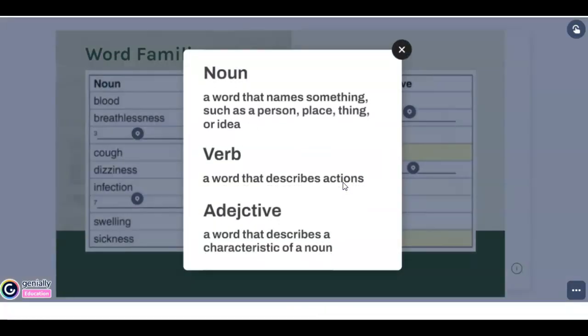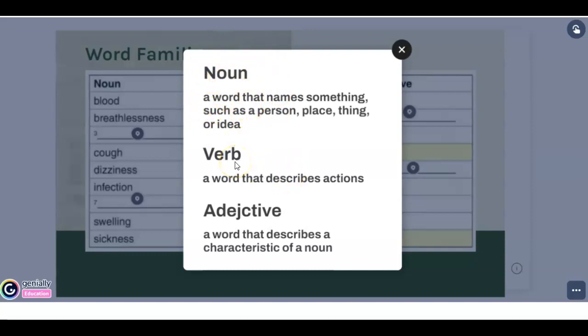In a word family, we can have nouns, verbs, and adjectives, and also adverbs. But this time we're gonna just focus on nouns, verbs, and adjectives. Just to remember, a noun is a word that names something, such as a person, a place, a thing, or an idea. For example, a kitchen, hospital, nurse, love. All of these are nouns.